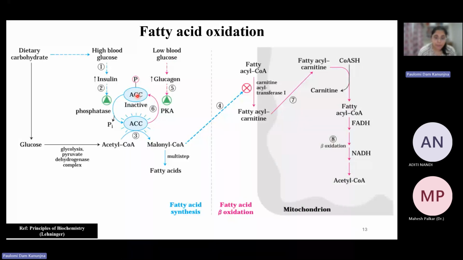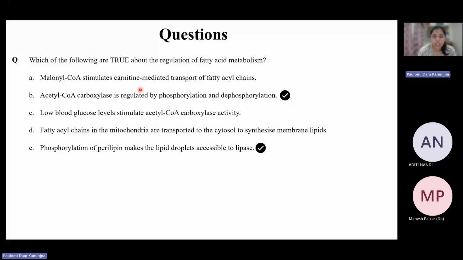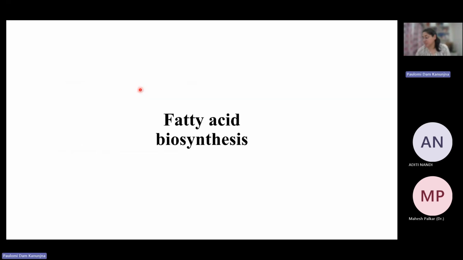Coming back to the question again, the fourth one said that fatty acyl chains in the mitochondria are transported to the cytosol to synthesize membrane lipids. Well, that's not correct. For membrane lipids, citrate is what is exported from mitochondria. So when you see the synthesis of membrane lipids, you will see that citrate is what is exported out. And lastly, this we have already discussed. Phosphorylation of perilipin is what enables the lipase to come and act on it to release the lipids. Correct.